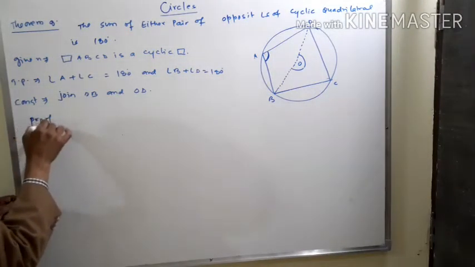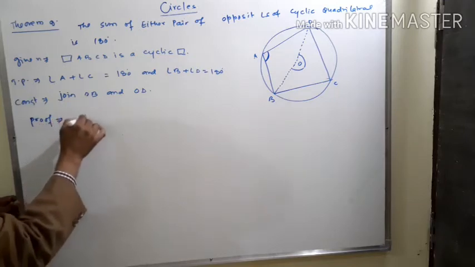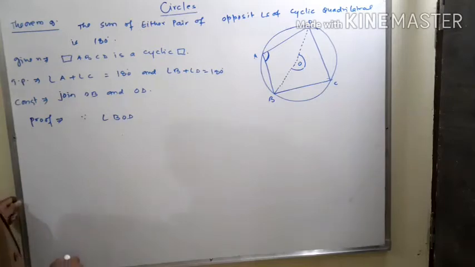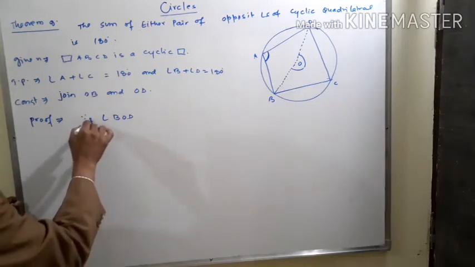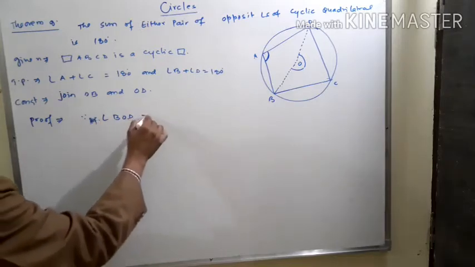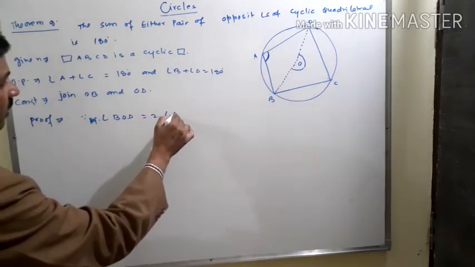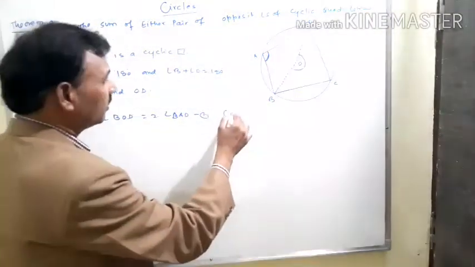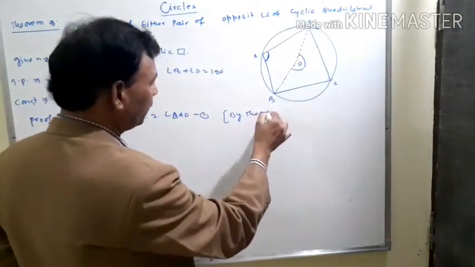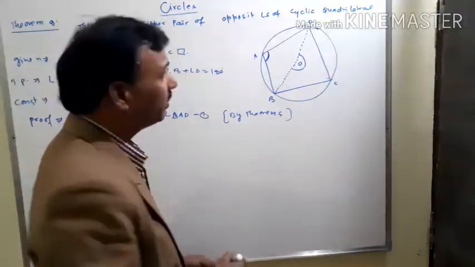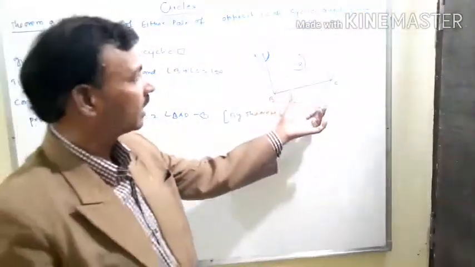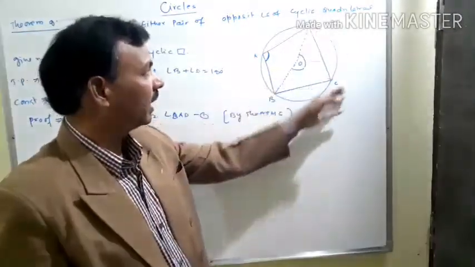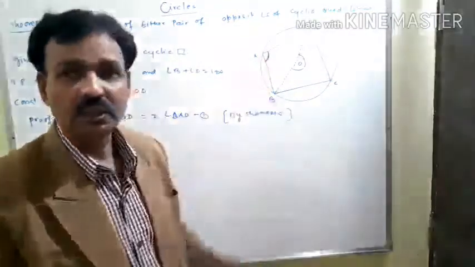The proof will be: since reflex angle BOD equals twice angle BAD. This is equation one. Reason: by theorem 5. What is theorem 5? The angle subtended by any arc at the center of the circle is twice the angle subtended by it on the remaining part of the circle.